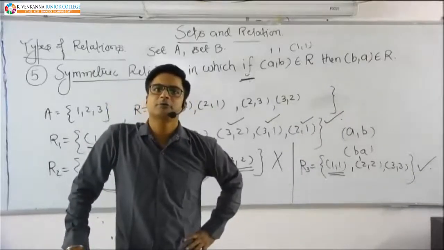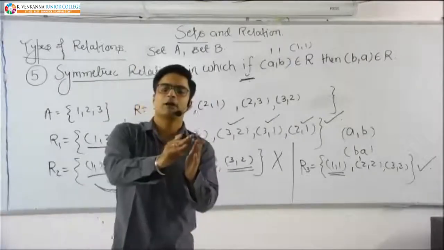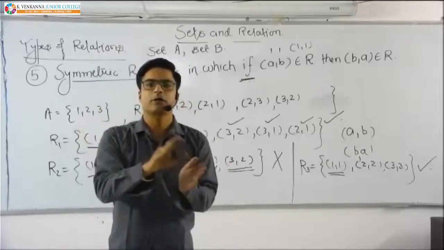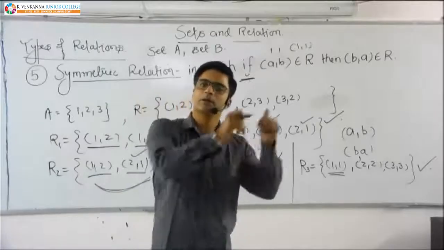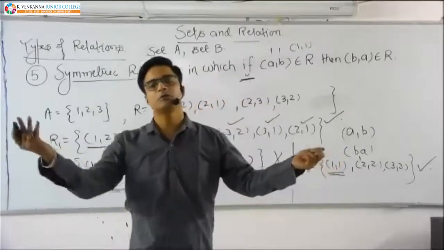Identity relations are also symmetric relations because they satisfy the property. Don't remember it like this, but the identity relation is also a symmetric relation. Don't remember like this. Remember the property. If 1 comma 1 is there, then 2 comma 2 must also be there.